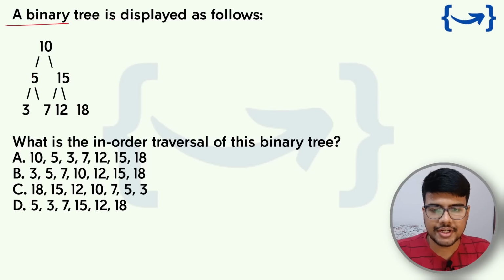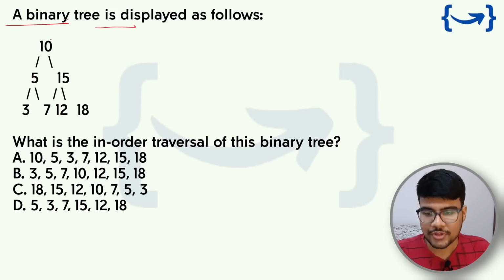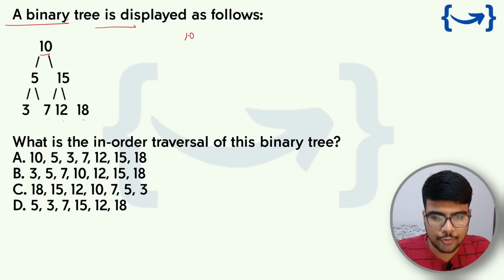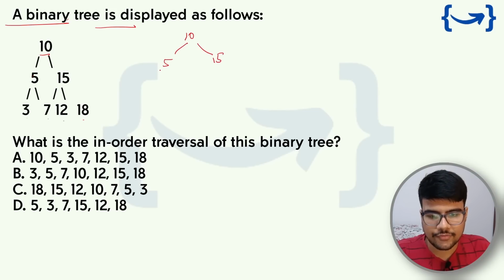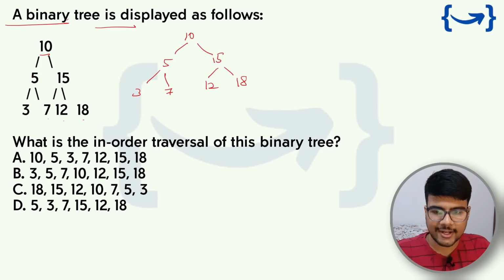A binary tree is displayed as follows. Now the binary tree came into the picture: 10, 5, 15, 3, 7, then we have 12 and 18. If I create this diagram properly, it is 10, then 5 and 15, then under 5 we have 3 and 7, and under 15 I have 12 and 18. So this is typically the diagram of this question.